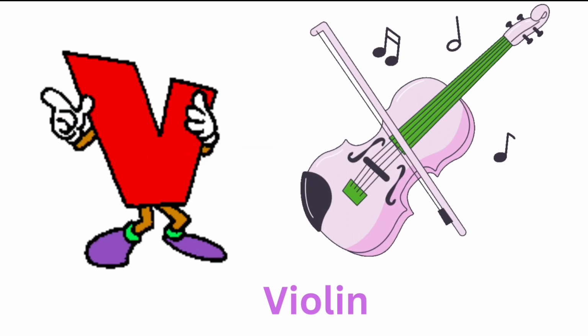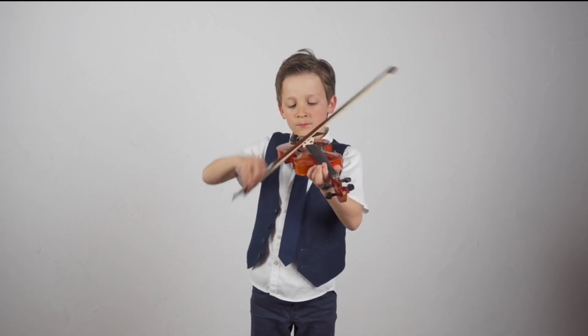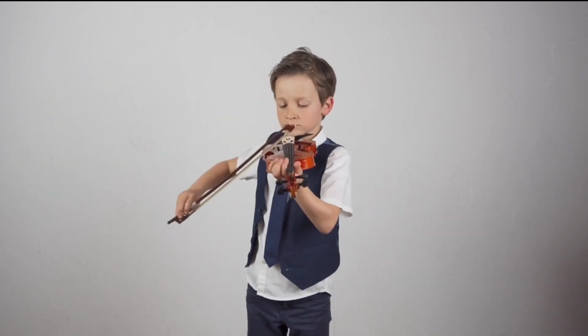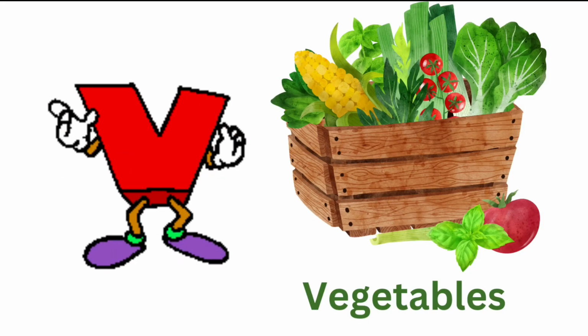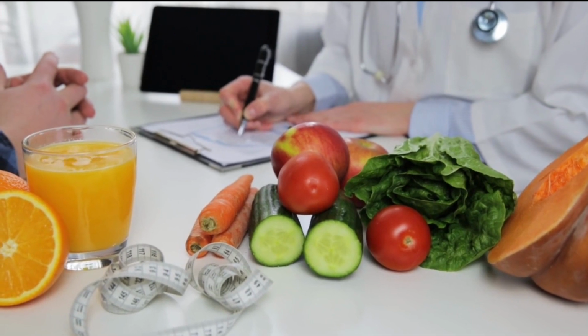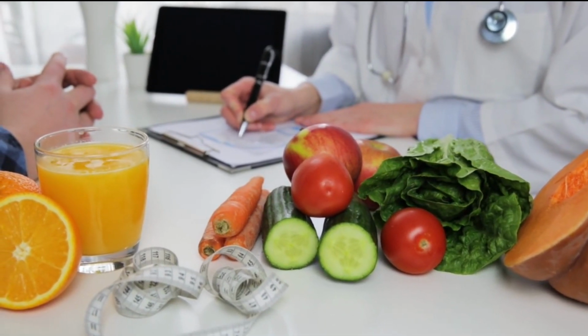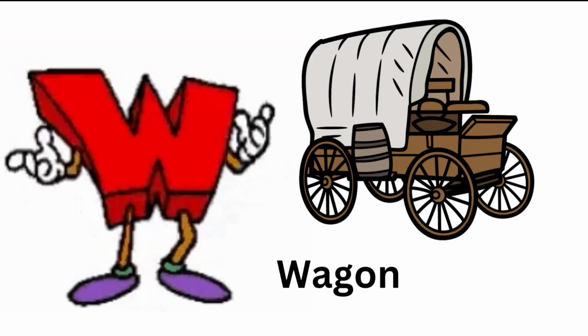V is for woolen, woolen. V is for vegetables. V, v, vegetables.